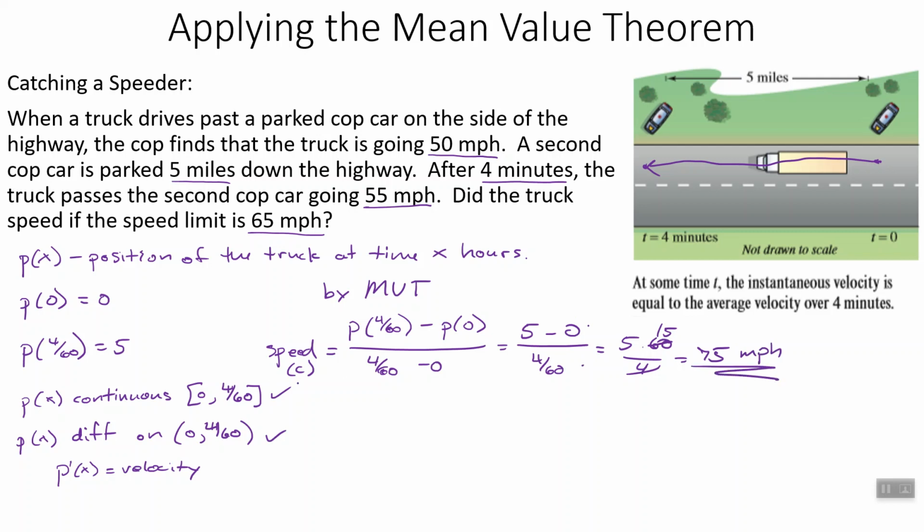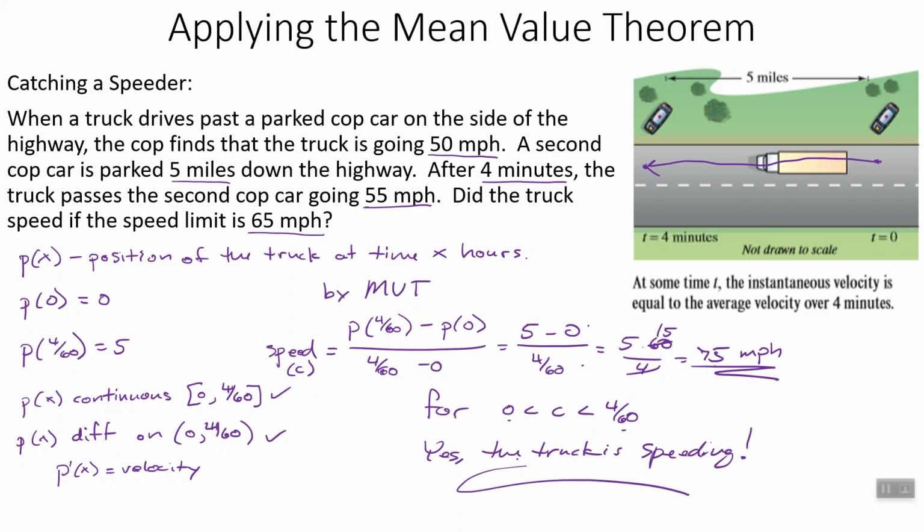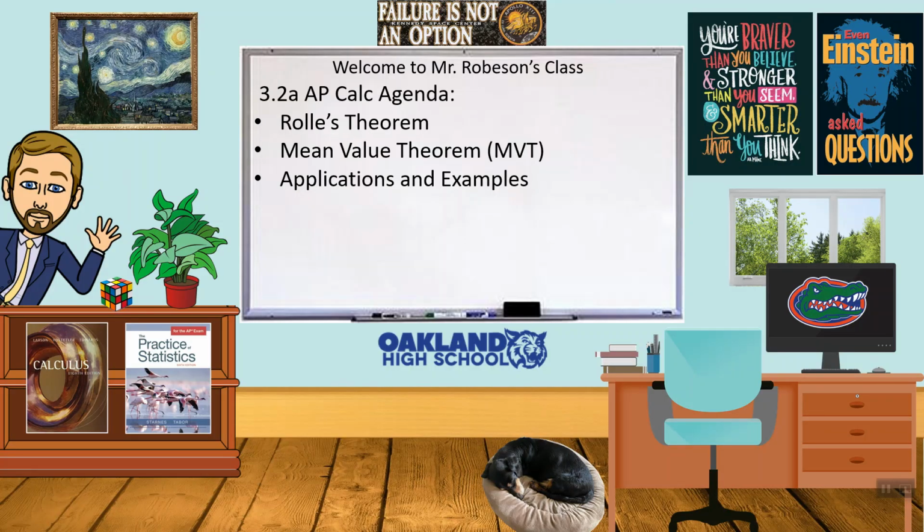So for 0 less than C less than 4/60, for some C in between time 0 and that 4 minutes later, he's going 75 miles an hour. So that's probably the average speed on that interval, actually. So he's definitely speeding at some point. So yes, the truck is speeding at some point. We know it for sure. Mean value theorem tells us it's happening. So we can give him a ticket if we want.